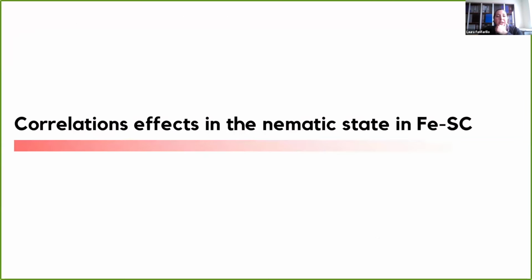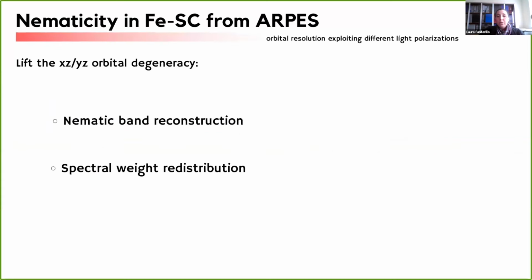So I will start addressing this topic in the nematic state of iron-based superconductors, and I'm going to show you some theoretical calculations in comparison with experimental results. Before going to the theoretical calculations, I'm going to provide a couple of experimental data that I will use as a benchmark of what I found.